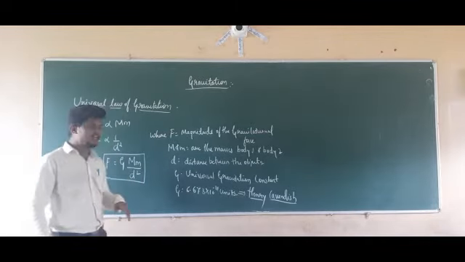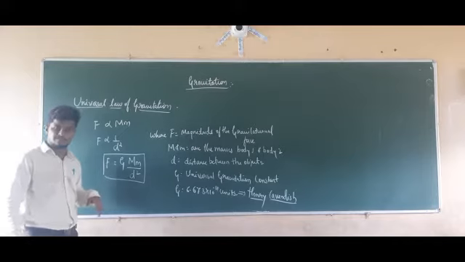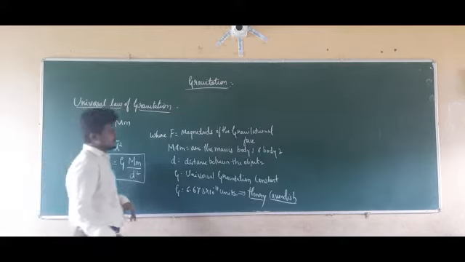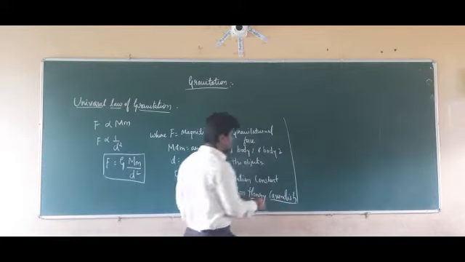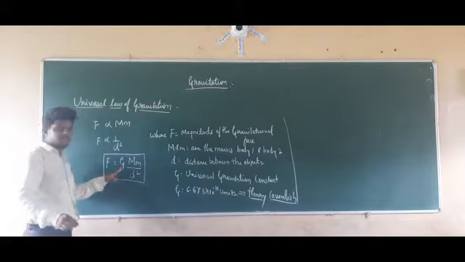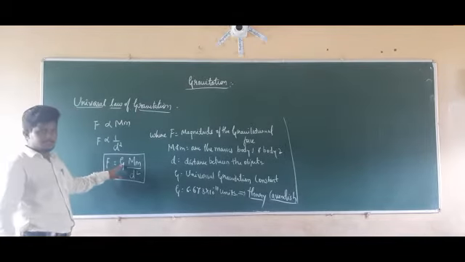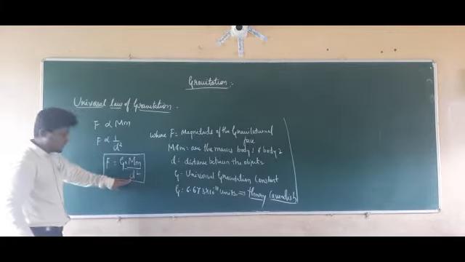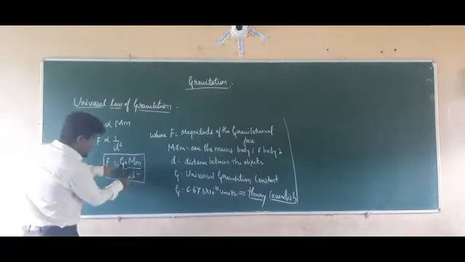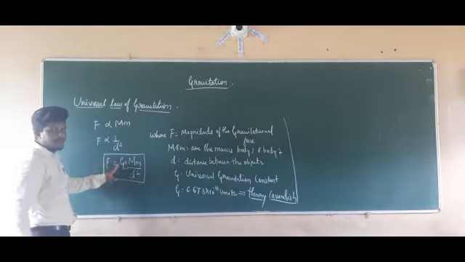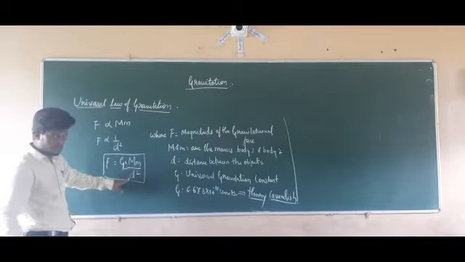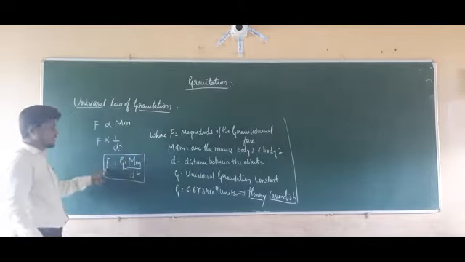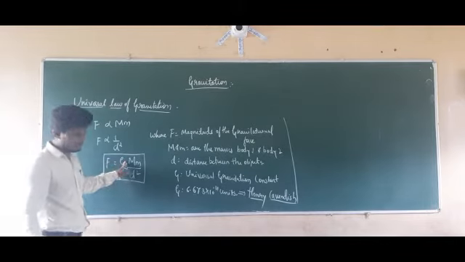So what will be the SI unit of the universal constant G? To calculate the SI unit of G, we have to rewrite this equation to get the G value. Whatever division is present on the RHS side, when it moves to the LHS side, it becomes multiplication. In the same manner, whatever multiplication is present, when it goes to the LHS side, it becomes division.